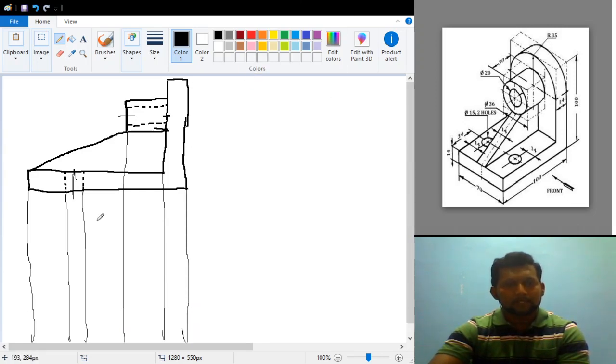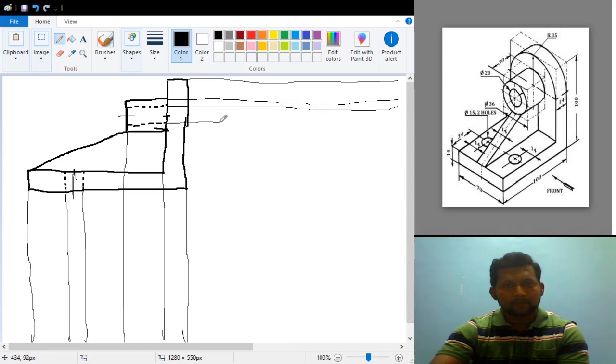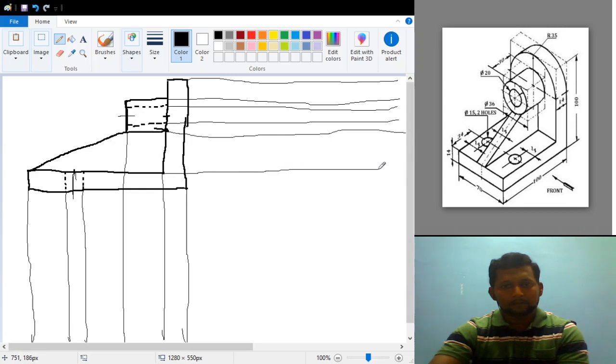Okay, and after that, these lines are for the top view, and the lines which I am trying to draw now are for the side view. Which side view? These lines are for the left side view, which should be on the right hand side of the front view. These lines are for the smaller circle, and this one, and the last one is this one.